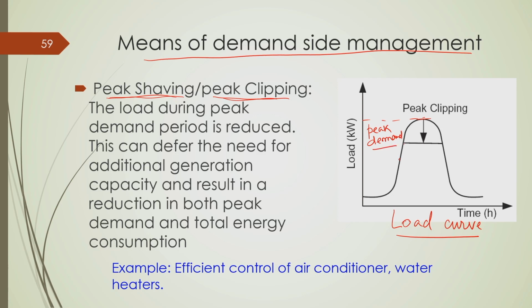So, if you can reduce this peak demand according to this arrow to some extent like this, then obviously your peak demand will reduce from this value to that value. That means that is the amount of peak demand you can reduce. So, this is the amount of peak demand reduction.